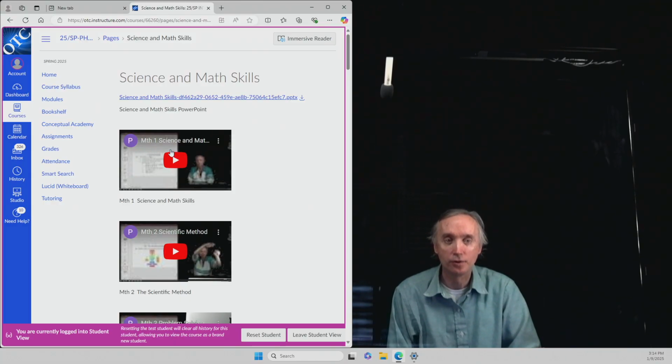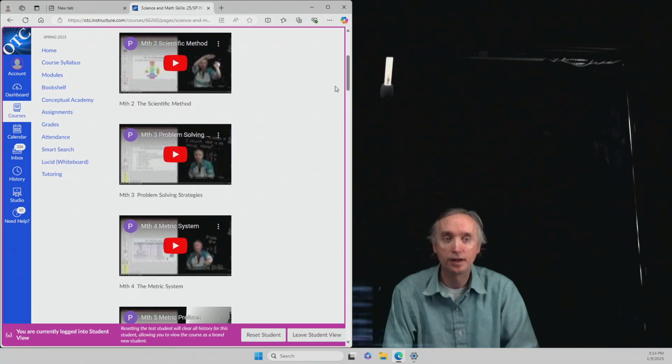So, for example, this first one here is where to go to get more information. This one here is on what is the scientific method. And then down here is how do you solve a word problem. And then here is what is the metric system.